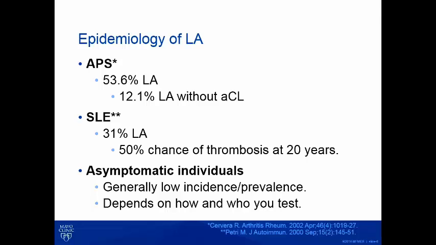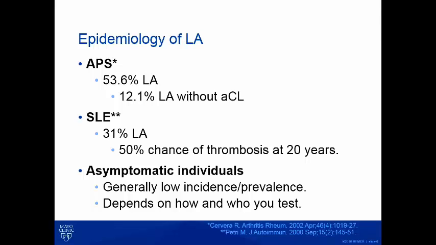In lupus, in patients studied for 5 years, 31% of patients develop a lupus anticoagulant. And this is clinically relevant because they found in the study that those patients with a lupus anticoagulant, after 20 years, 50% of them had developed a thrombotic event.